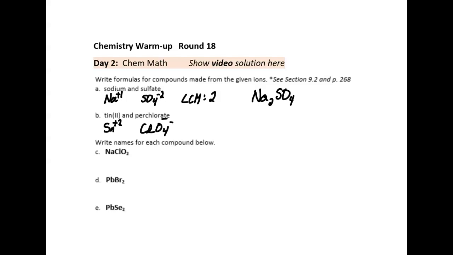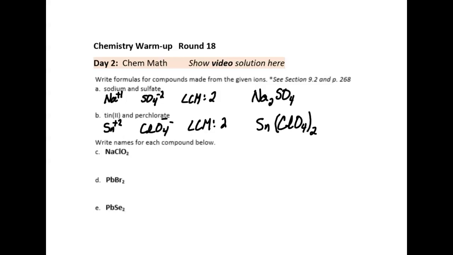To create a neutral compound, think about the least common multiple of those charges. Positive 2 and negative 1, the least common multiple is a 2. We want to have 1 of the positive 2 charged tins and 2 of the negatively charged perchlorates. Here's our single tin ion, and here are the 2 perchlorates. Notice the use of the parentheses around the ClO4 so that you can then put a subscript of 2 indicating that you have 2 of the ClO4s.